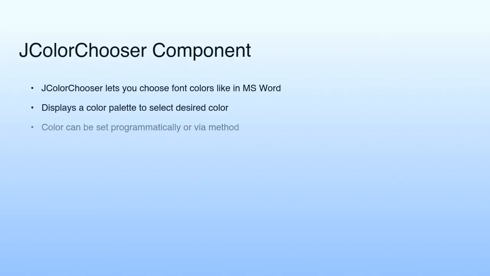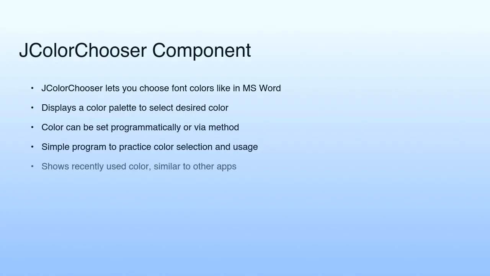The JColorChooser component presents a color palette for selecting desired font colors, similar to tools in Microsoft Word, and a program illustrates how to implement color selection and usage, including displaying recently used colors.